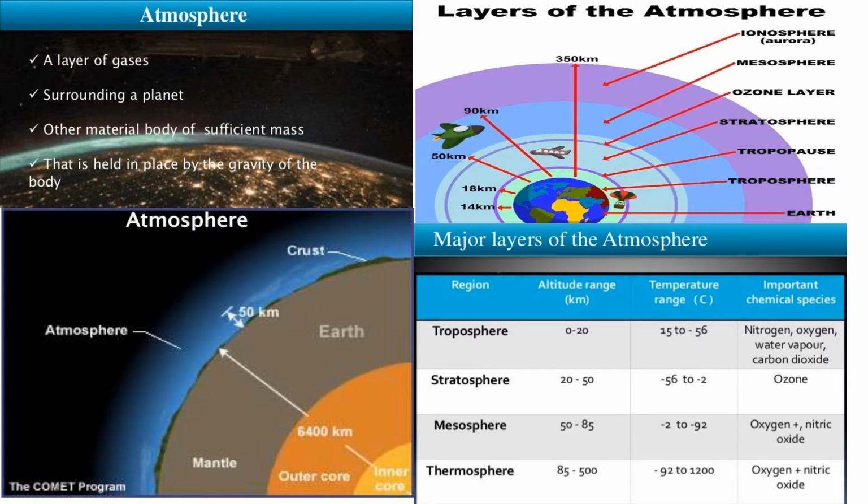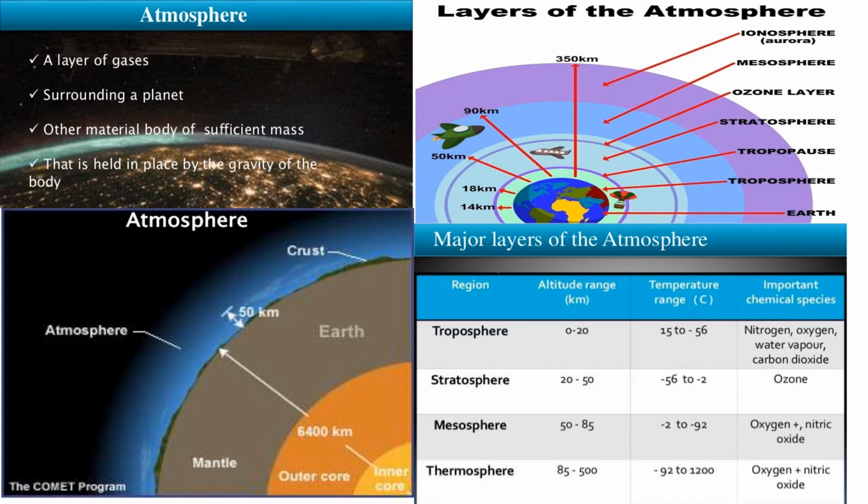As we can see in this slide, the atmosphere is a layer of gases surrounding a planet or other material body of sufficient mass that is held in place by the gravity of the body. The earth has different layers. It is shown in this figure, and these layers of the atmosphere are the ionosphere, mesosphere, ozone layer, stratosphere, tropopause and troposphere, and then the earth.